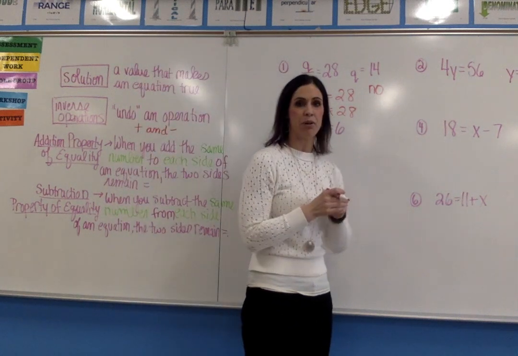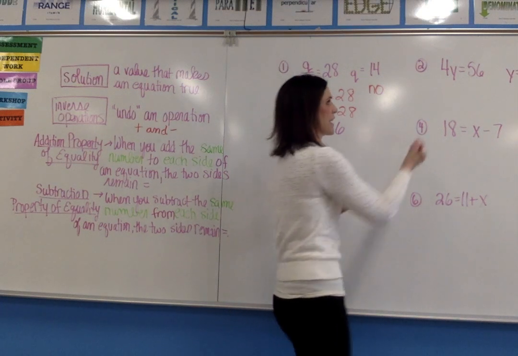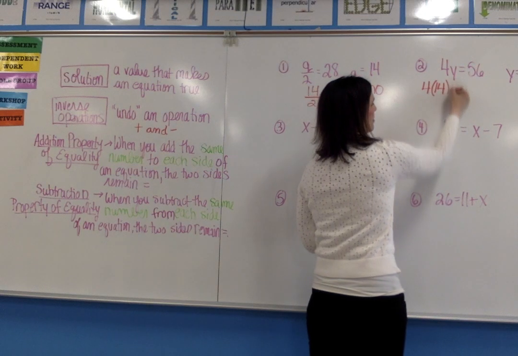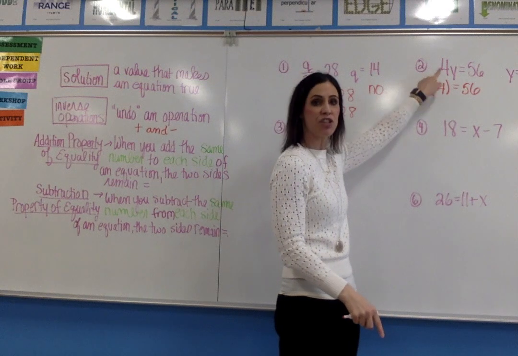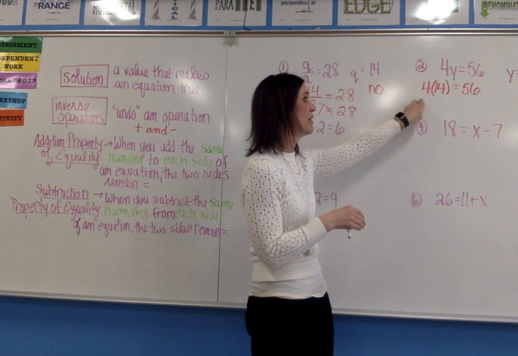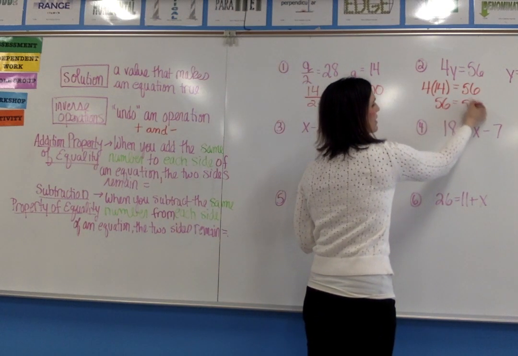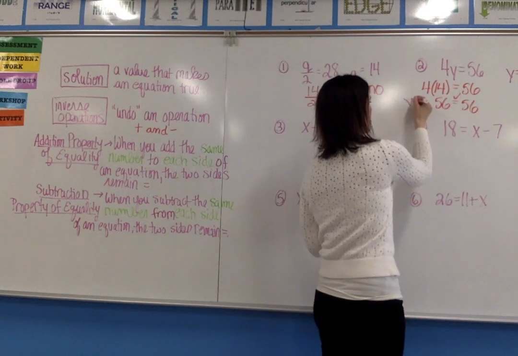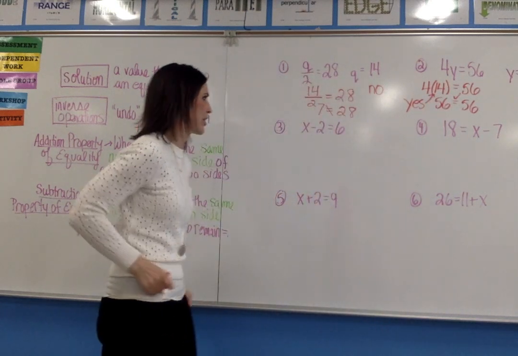In the second example, 4y equals 56, I am using y equals 14. Again, I'm going to replace y with 14, and that equals 56. Remember, the coefficient is the number in front of the variable, and that is telling me to multiply. 4 times 14 is 56. And since the right and the left-hand side of the equation are equal, that tells me that yes, 14 is a solution to that equation.